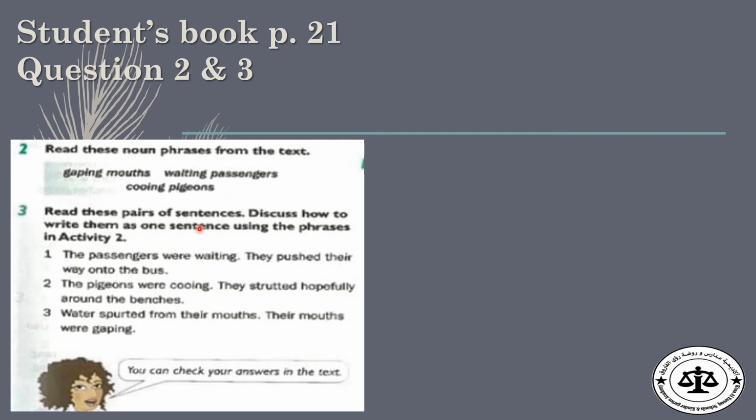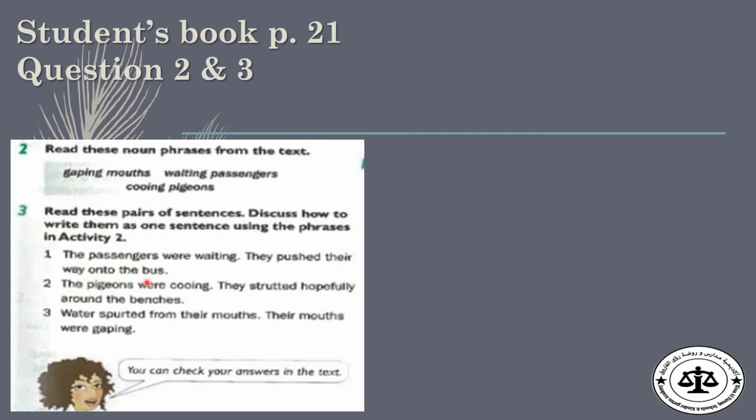Read these pairs of sentences, discuss how to write them as one sentence using the phrases in activity 2. We want to use these phrases by making one sentence in each sentence in question number 3. So, let's rewrite these sentences by using these phrases. Number 1, the passengers were waiting. They pushed their way onto the bus.